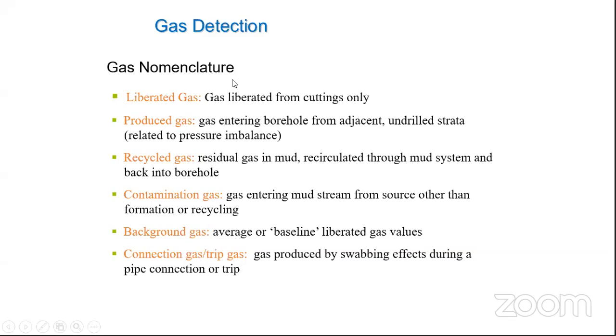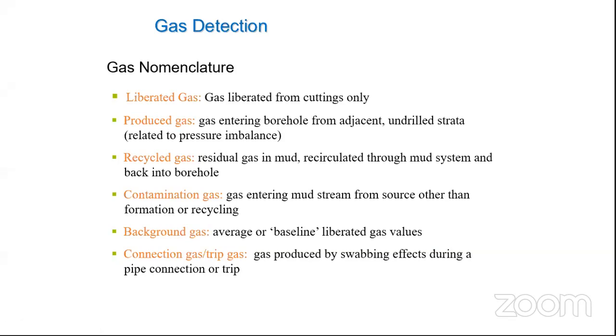I'll just briefly, as you can read yourself also there, liberated gas means when we're drilling a hydrocarbon bearing formation, if there is a gas trap in that reservoir, that will be naturally liberated. That means it will come out with the cuttings. So the drilling fluid, or the mud, will bring it to the surface, and that is what we call liberated. It means it is coming with the cuttings from the virgin rock drilled.